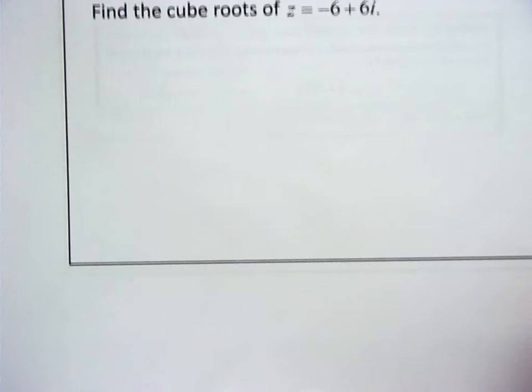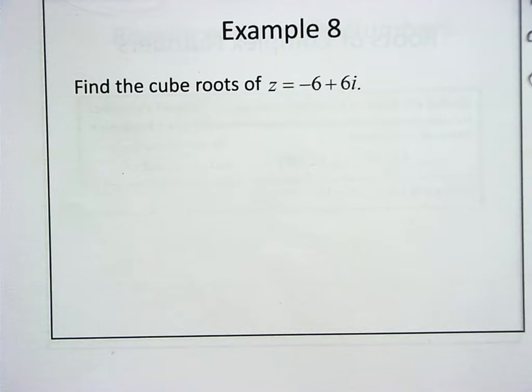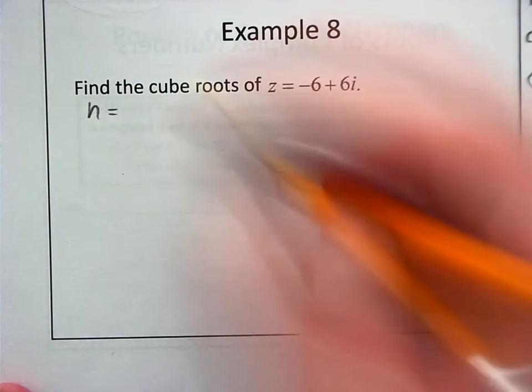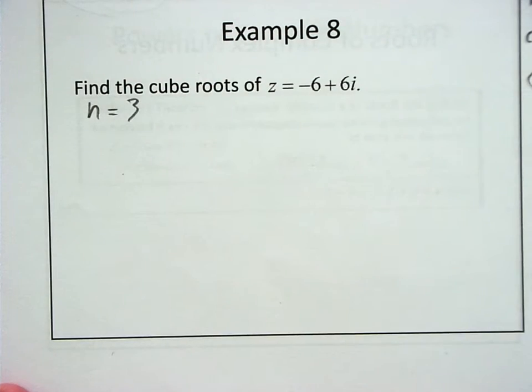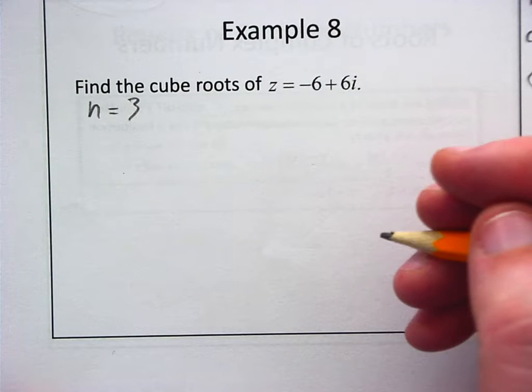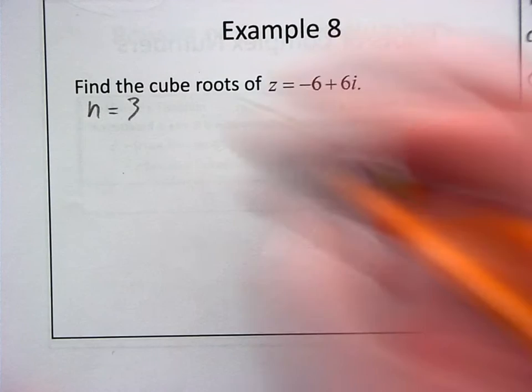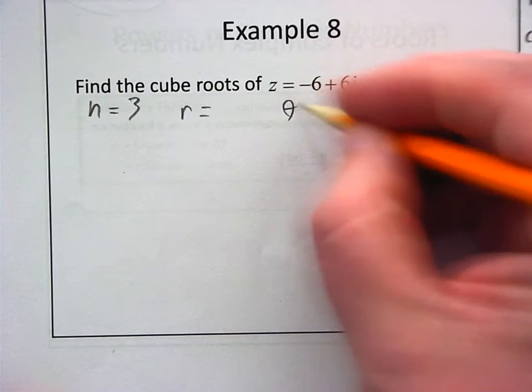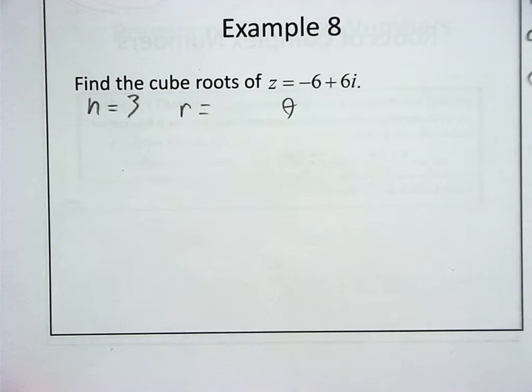One more. Find the cube root of z equals negative 6 plus 6i. So since it's cube root, n is what? n is equal to 3. You'll have three different answers. So what else do I need? Radius and theta. What's the radius going to be?